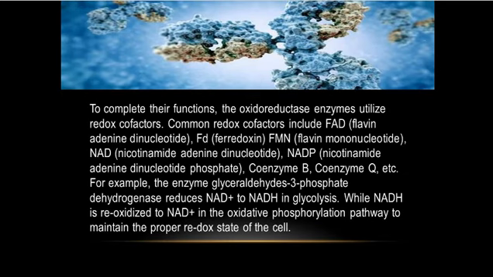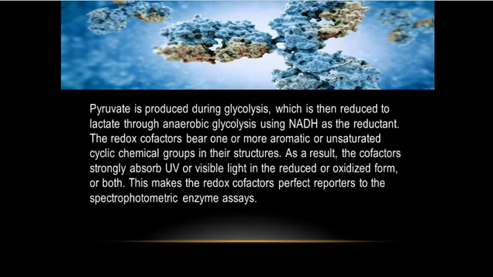For example, the enzyme glyceraldehyde 3-phosphate dehydrogenase reduces NAD+ to NADH in glycolysis, while NADH is reoxidized to NAD+ in the oxidative phosphorylation pathway to maintain the proper redox state of the cell. Pyruvate is produced during glycolysis, which is then reduced to lactate through anaerobic glycolysis using NADH as the reductant.